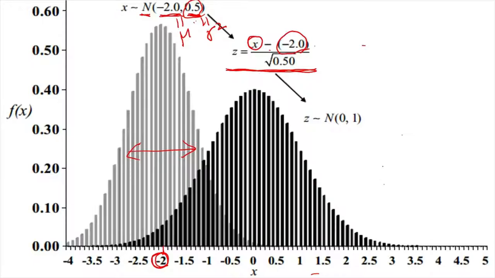Now, if the x goes through this transformation, then the resulting distribution is this black distribution on the right, which is the standard normal distribution. Now all the scores are converted to z-scores following a normal distribution with a mean of 0 and a unit standard deviation. So any normal distribution can be standardized to follow a normal distribution with a mean of 0 and a unit standard deviation.